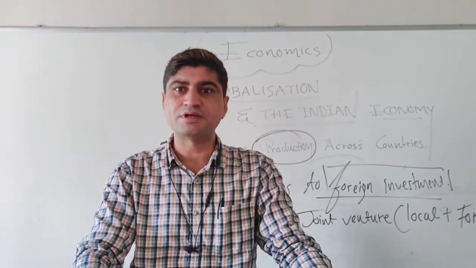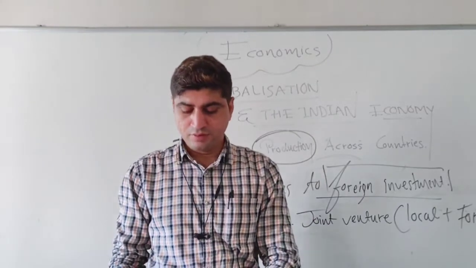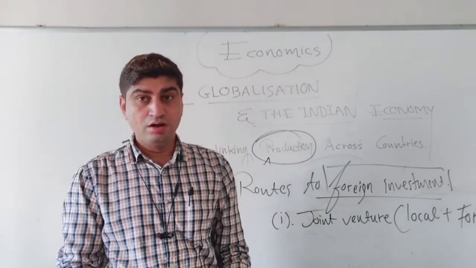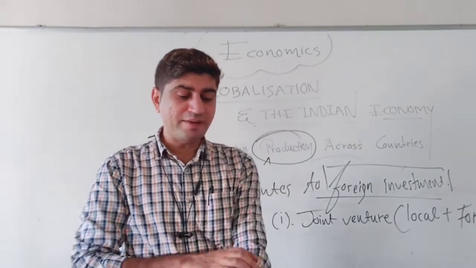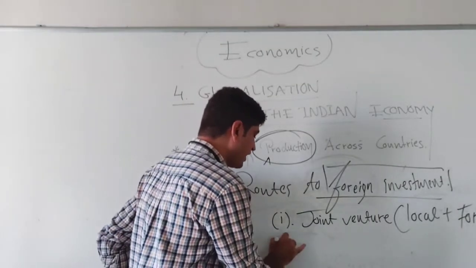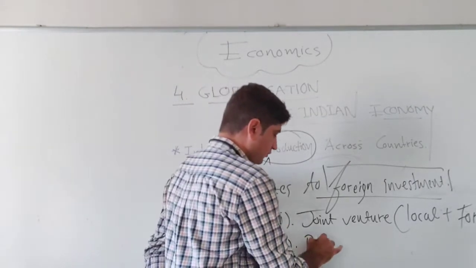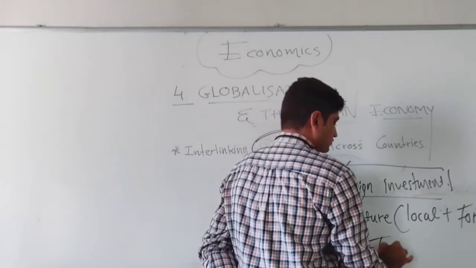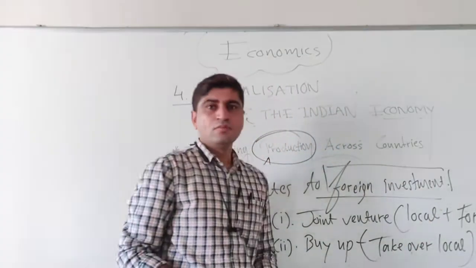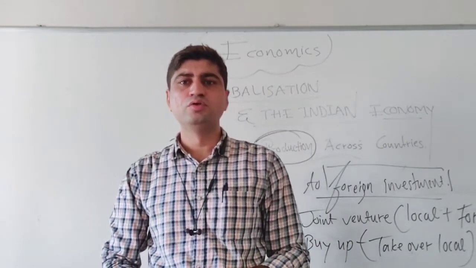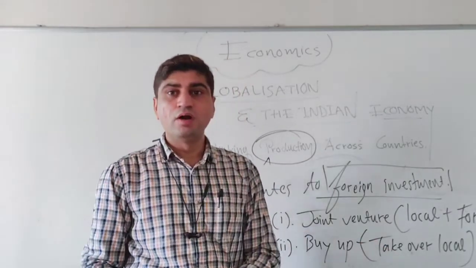There are many other examples, and to find more examples I will ask you to look for them. Second, MNCs might bring their capital, and the most common route used by MNCs is to buy or take over local companies. This is one of the most common routes used by multinational corporations: buy or take over local companies.